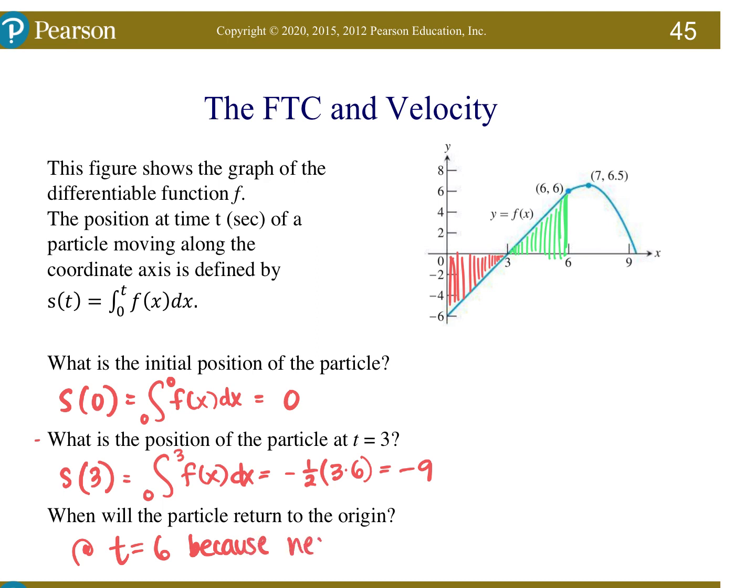Because the negative area cancels out the positive area, which means its displacement is 0. It's right back where it started again. Its total distance traveled would be 18. That would be the absolute value of -9, that's this one, and the positive 9, so the total distance would be 18. But the net distance traveled is going to be 0 because of the cancellation.